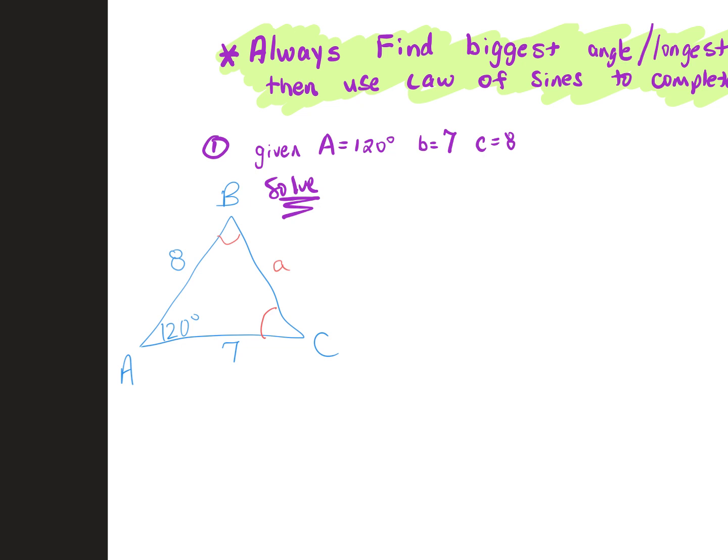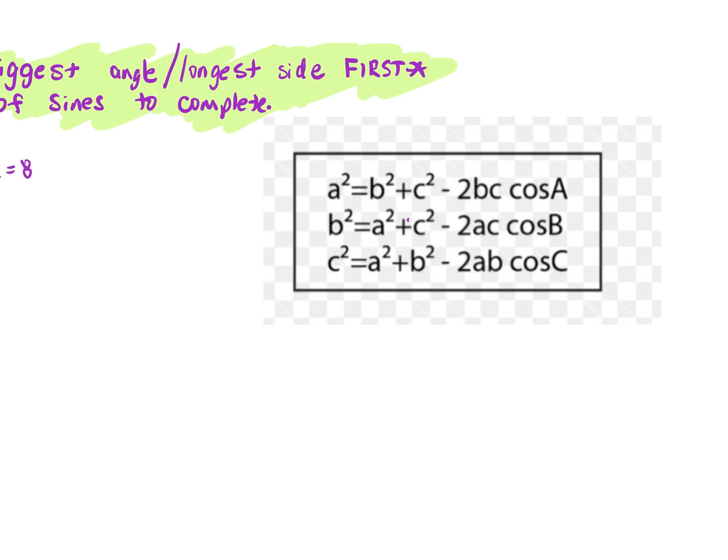A side. So I'm going to use the side one, the one that starts with A squared. If I'm starting with A squared, if I'm looking for that side, what is the angle measure that I'm going to use that's going to be at the other end of my equation? 120, right? Over way at the end, it's going to say cosine of 120. Here's the formula right here.